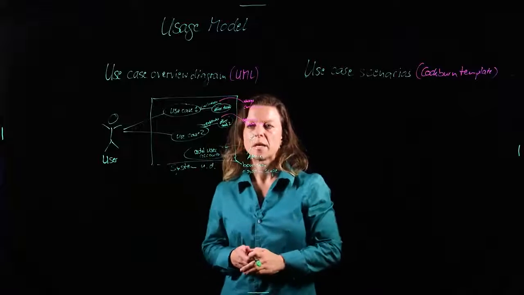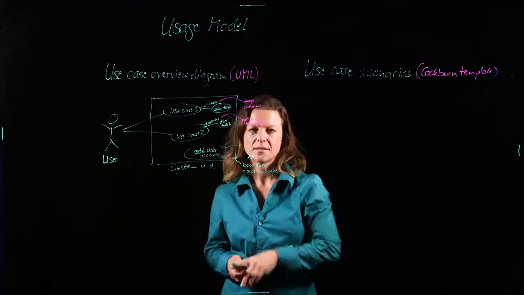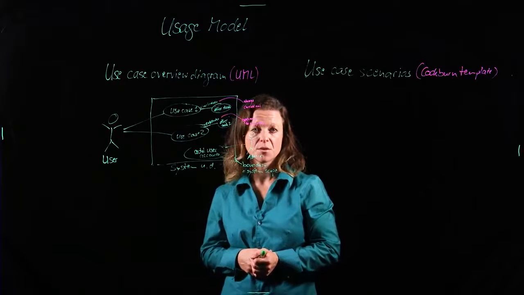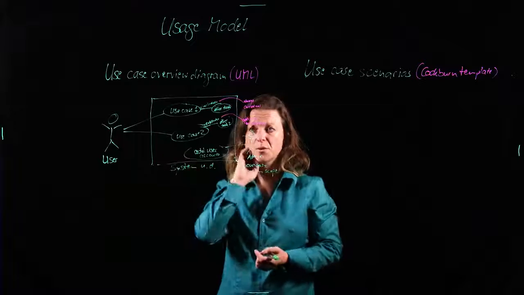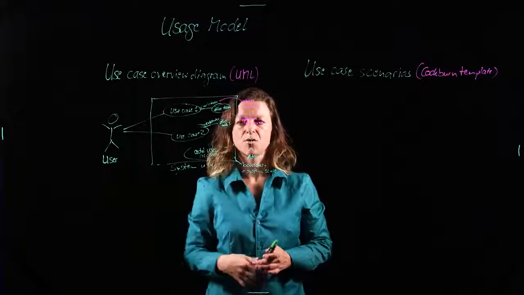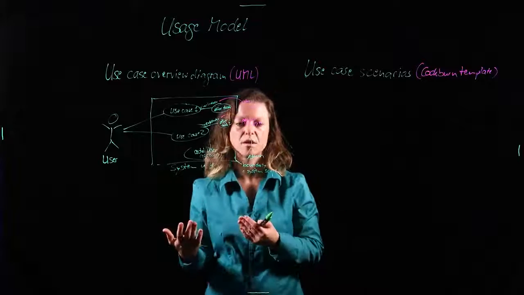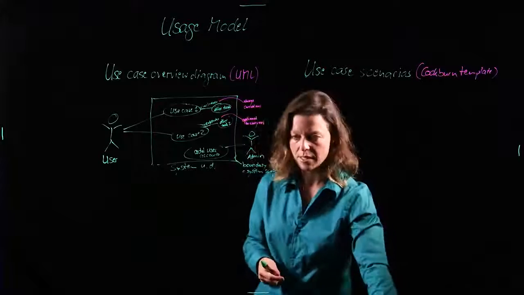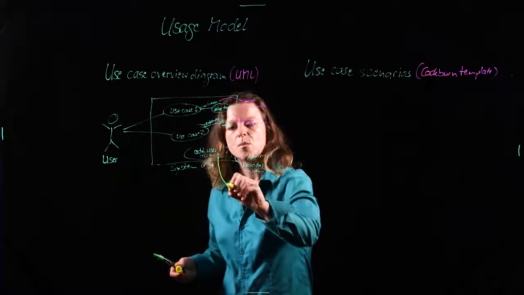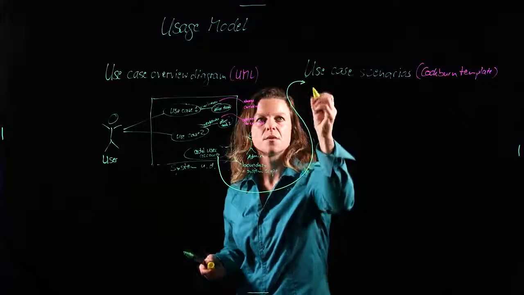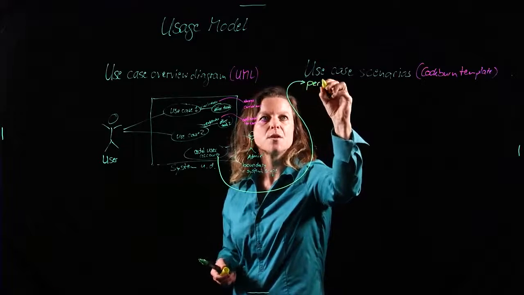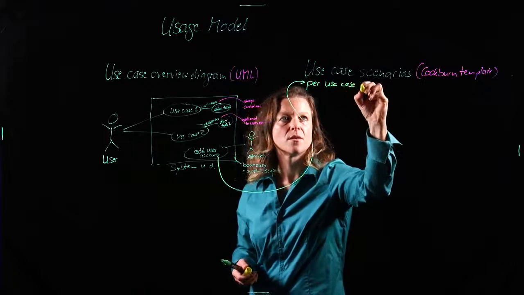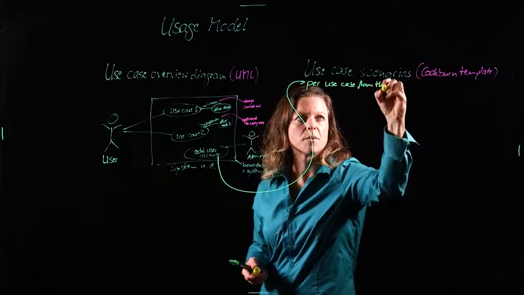So that's our overview diagram. Now, if we pass that on to our system developers and say, here, start programming the thing, they would say, well, you're not giving me enough. I know the admin should be able to add user accounts, but I have no idea what the interaction with him in the system actually looks like. So therefore, we detail this with the use case scenarios. So we have one use case scenario per use case from the overview diagram.